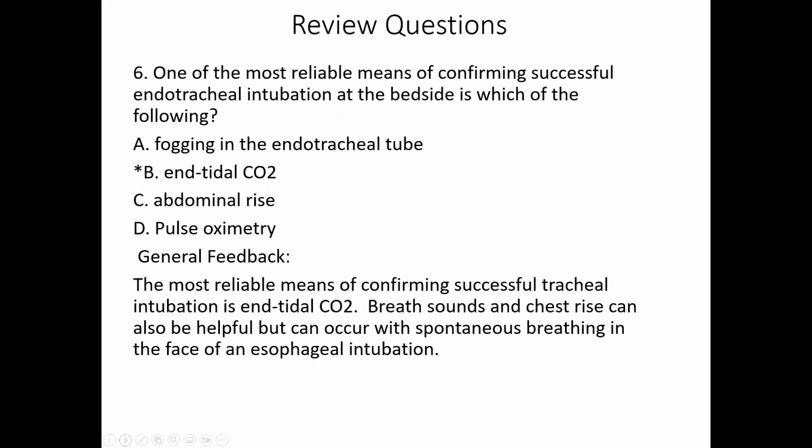One of the most reliable means of confirming successful intubation at the bedside is which of the following? Fogging, we said that's not it. End-tidal CO2 with waveform, so far the best. Abdominal rise, no. Pulse oximetry, no. We can read the explanation, but it's pretty self-evident that end-tidal CO2 is the best of what's given.